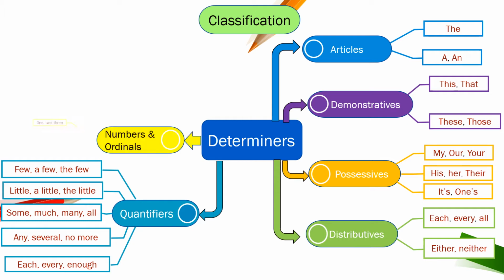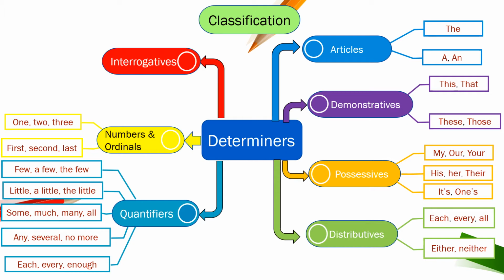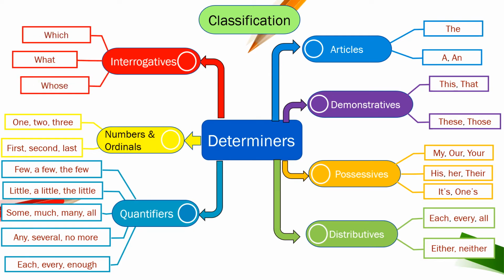Cardinal adjectives like one, two, three, etc. are used in counting and answer the question how many. Ordinal adjectives like first, second, third, fourth, etc. denote the position or order of a person or thing in a series. For example, Ram is sitting in the third row. Next, we have interrogatives, questions and defining words like which, what, whose. They are interrogative determiners as they are usually used to ask questions.